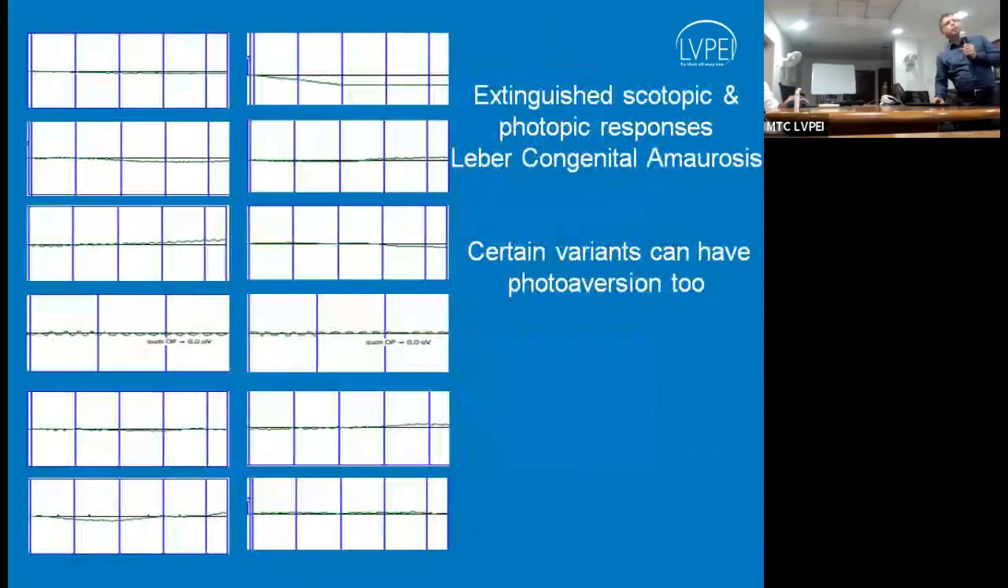Of course, ERG. If we do, we can see that both scotopic and photopic phases are extinguished, which is characteristic of usually juvenile RP, and the severe variant is Leber's congenital amaurosis. The point here is some of the Leber congenital amaurosis can also present with photoaversion in addition to extremely poor visual prognosis and difficulty at night.